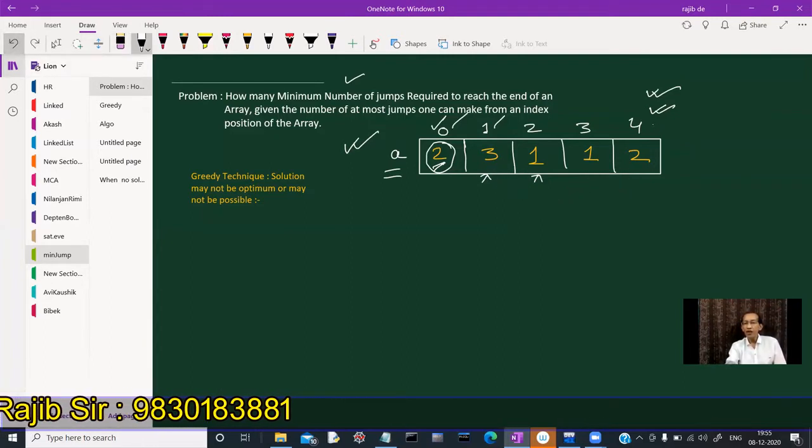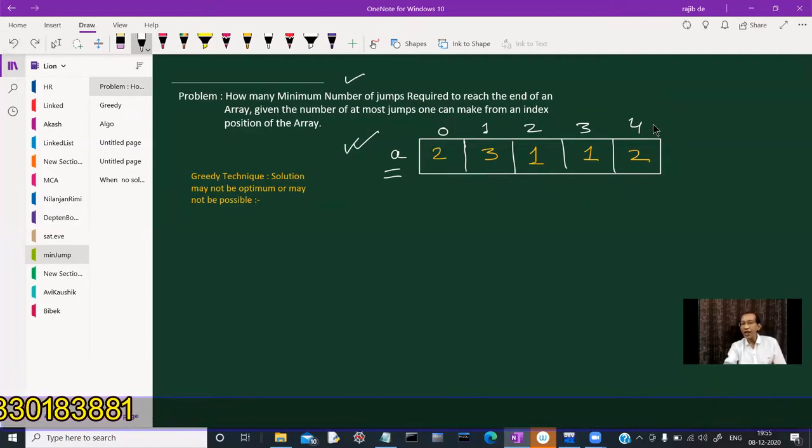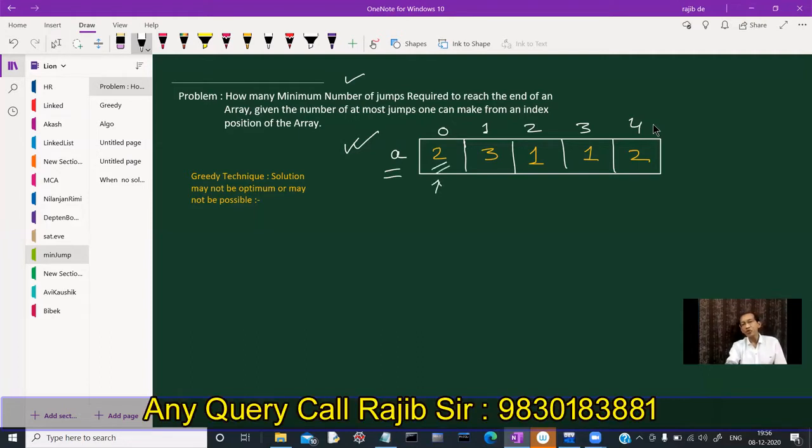If you consider the greedy technique, which always tells you to take the step that is most lucrative at a particular point of time: if we start from location 0, here we can make at most 2 jumps. So you are tempted to take 2 jumps so that you can quickly reach the last location. You reach index 2. From here you can make at most 1 jump, so you can reach index 3, from where you can reach index 4.